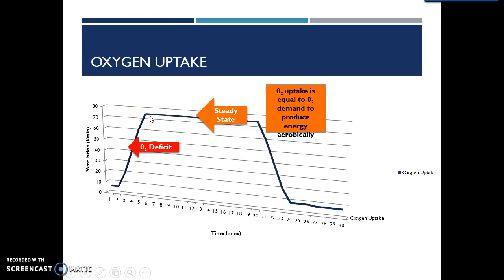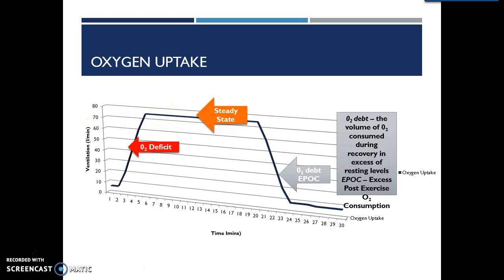Put simply, when we start to exercise, yes, there will be a bit of a lag time in the amount of oxygen that's required, but eventually, if we're working at a submax pace, oxygen uptake will stabilize and it will become what's called steady. The last term is oxygen debt, and that's the volume of oxygen consumed during recovery in excess of resting levels. We also call this excess post-exercise oxygen consumption.